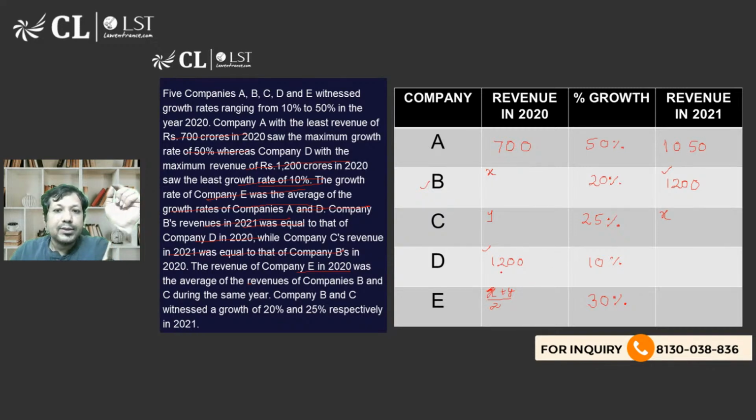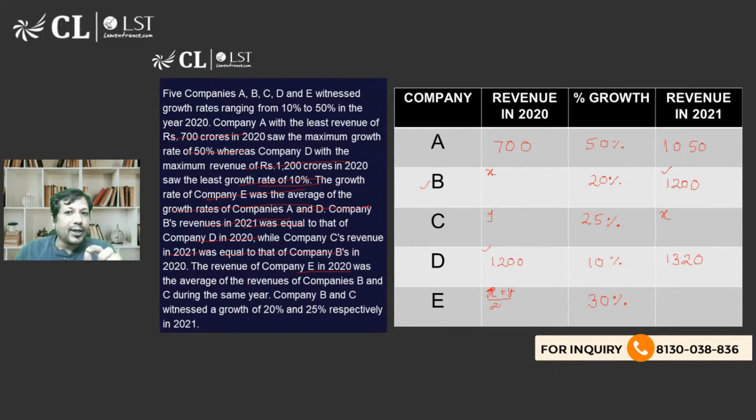This is 1200. What is 10% of 1200? That is 120. So what is the final revenue going to be? That is going to be 1320. That's what we are going to get. That's it. Now my job is to figure out the value of X and Y.